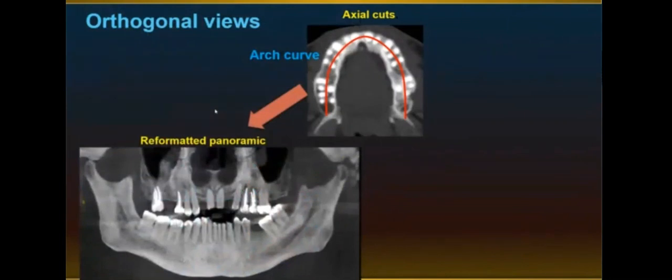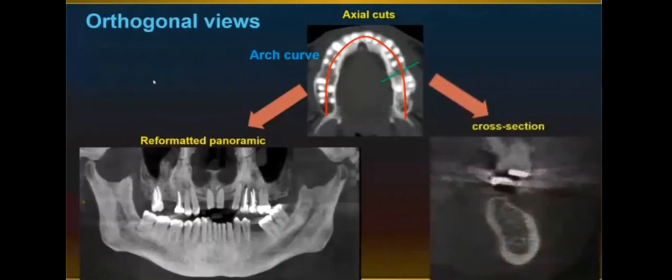Let's stay here for a while. The arch curve should be drawn such that it passes through the center of the teeth, and in the anterior region to be a little bit buccal, in order to give us a good reformatted panoramic image. Because after getting the correct panoramic image, a series of cuts are generated perpendicular to the arch curve, which is called the cross-sectional cut. The cross-sectional cut shows the buccal and lingual dimensions of the bone as well as the vertical dimension of the bone.